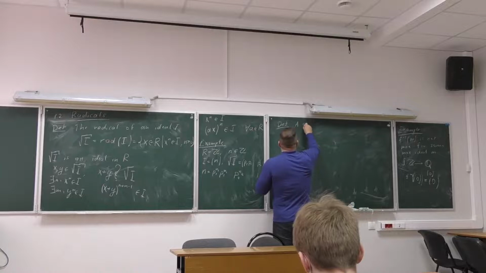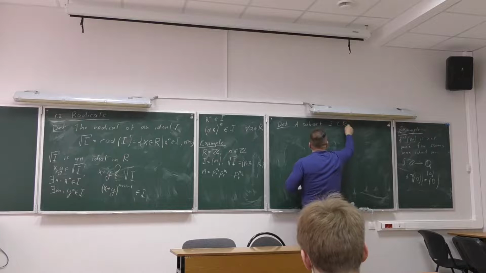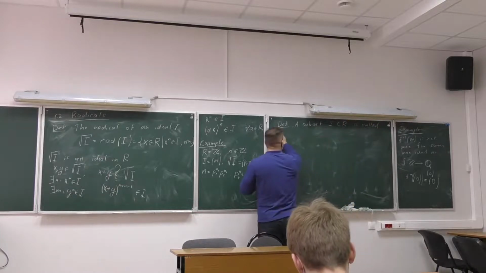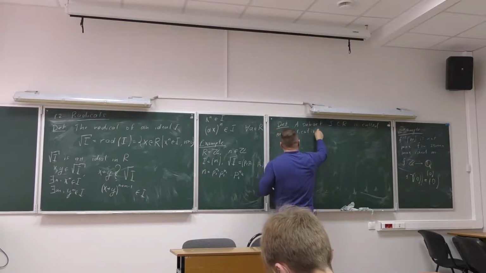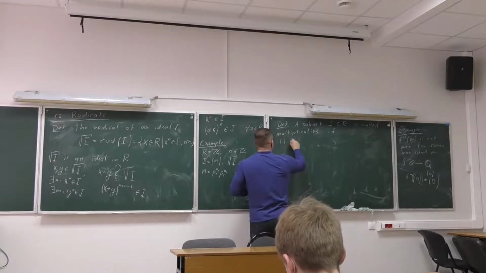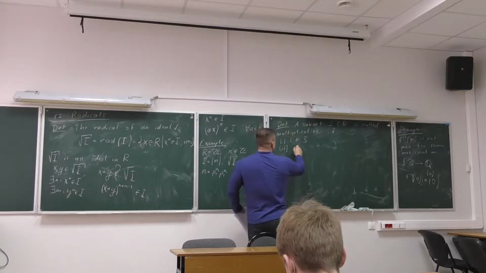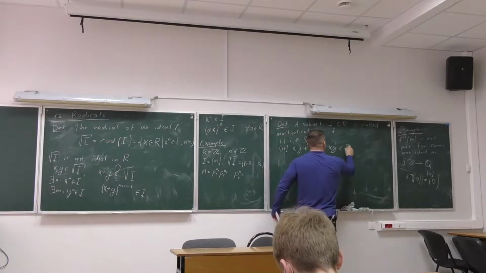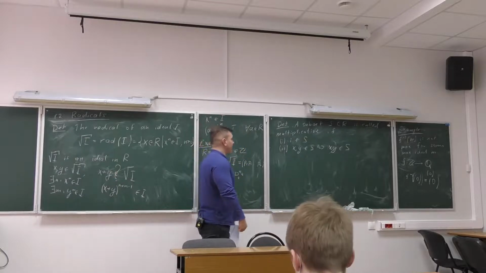So a subset S in the ring R is called multiplicative if you have two properties. The first one is that 1 is in S, and the second, which gives the name to this notion, is that if x and y are in S, then the product is in S. So it contains one and it's closed under taking products.